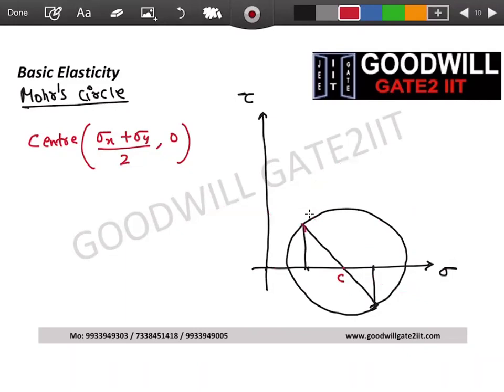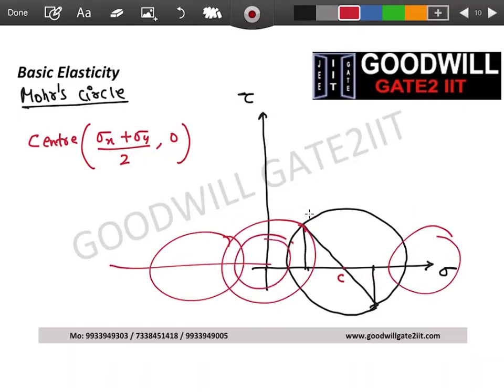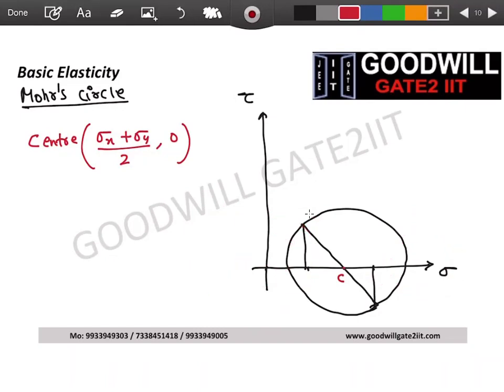So on the x-axis, it can be like this. It can be like this. It can be here. It can be exactly at the center. It can be anything on the x-axis. So the x-coordinate will change depending upon sigma x and sigma y, but y is always zero. So it will always remain on the x-axis.